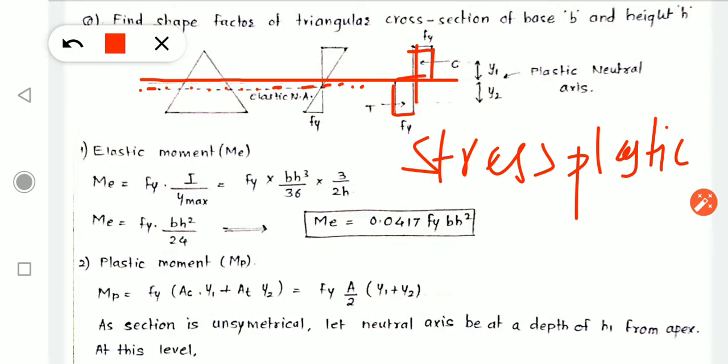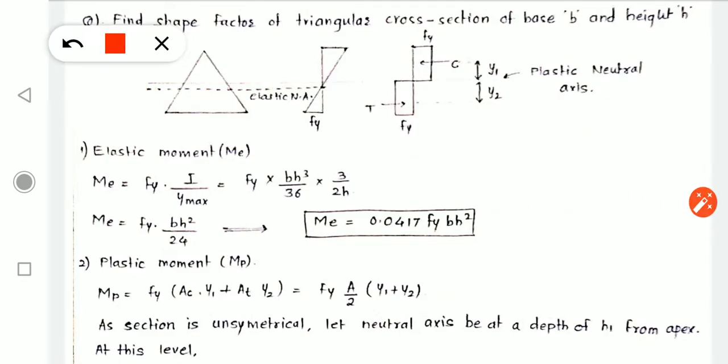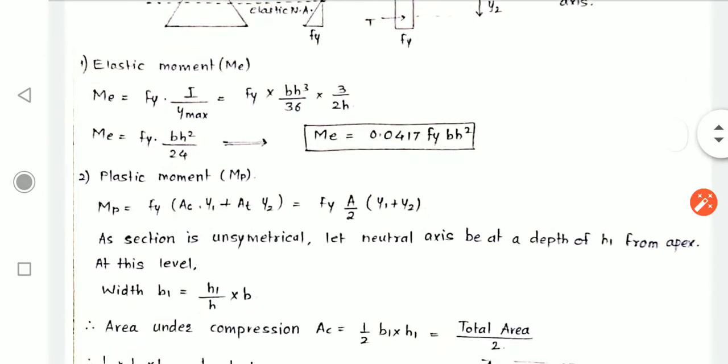Why do the neutral axes fall apart in this diagram? The major concept behind it is that the triangle is an unsymmetrical section. Due to unsymmetry, the elastic neutral axis is somewhere other than the plastic neutral axis. In the plastic neutral axis, the stresses are zero at a different level. Let's consider it is at h1 from the apex point, and the elastic neutral axis is at a different depth. Okay, now let's start solving the problem.